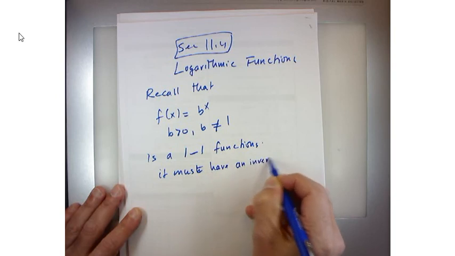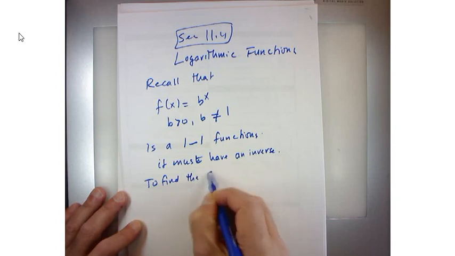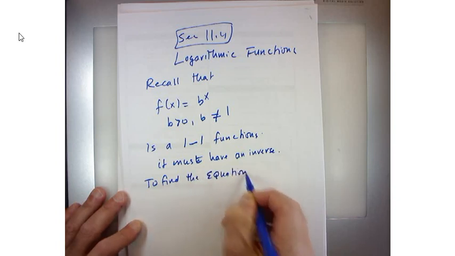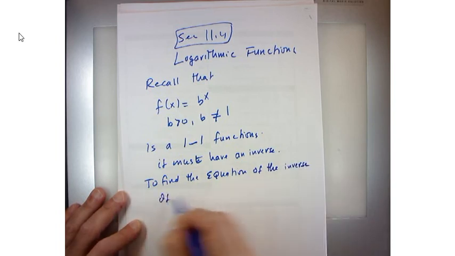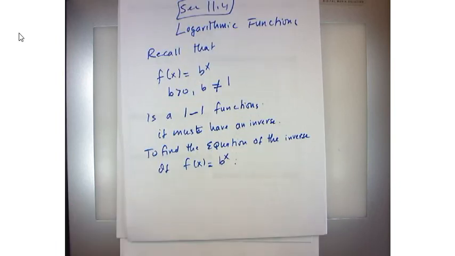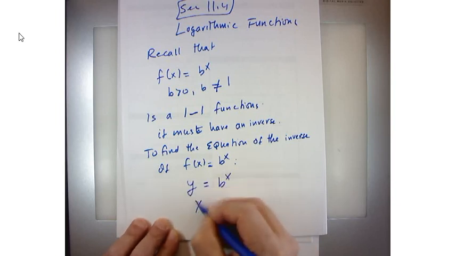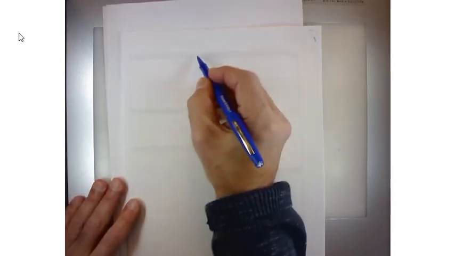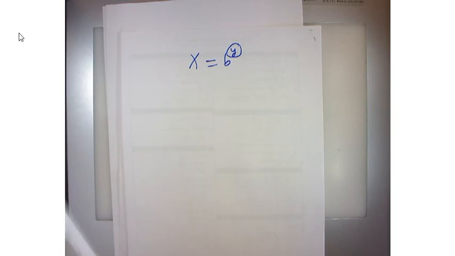To find the equation of the inverse of f of x equals b to the x, we go through the 4 steps that we did for finding the equation of the inverse. First, replace f of x with y, switch x and y, and then solve for y. To solve for y, we have x equals b to the y. Y is an exponent. It's not going to be easy. It's not something we've done before or could do using what we know.